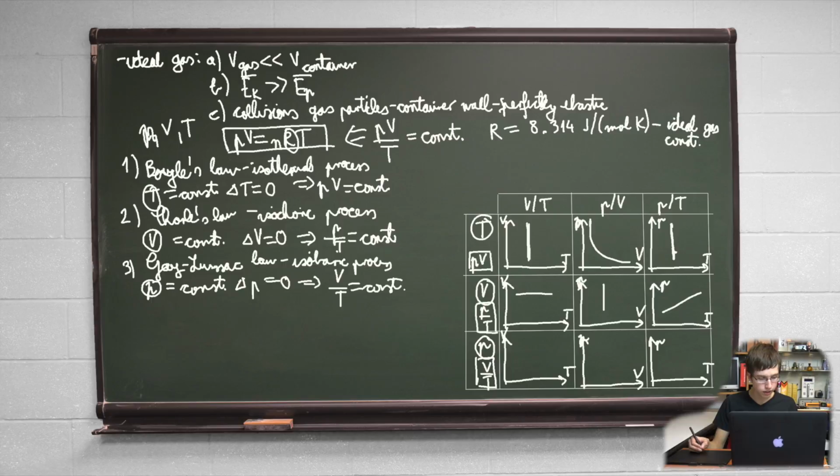Finally, we have an isobaric process where pressure is constant and V over T is direct proportionality, so greater temperature, greater volume. Again, a straight line, similar to this graph. In the PV graph, pressure is constant, so this is a straight line parallel to the V-axis, it is perpendicular to the P-axis. And finally the same graph for the PT graph for an isobaric process.